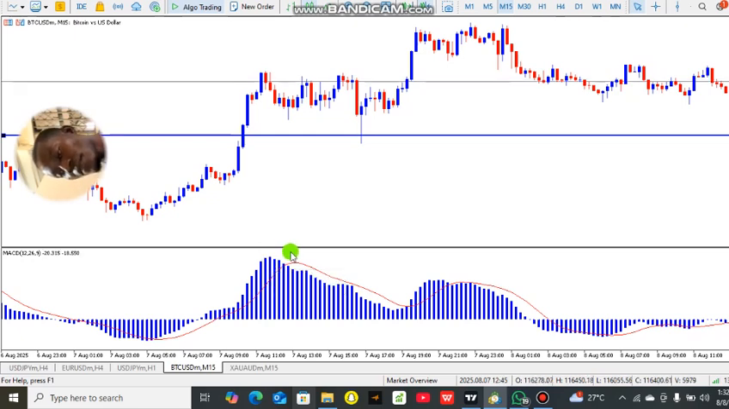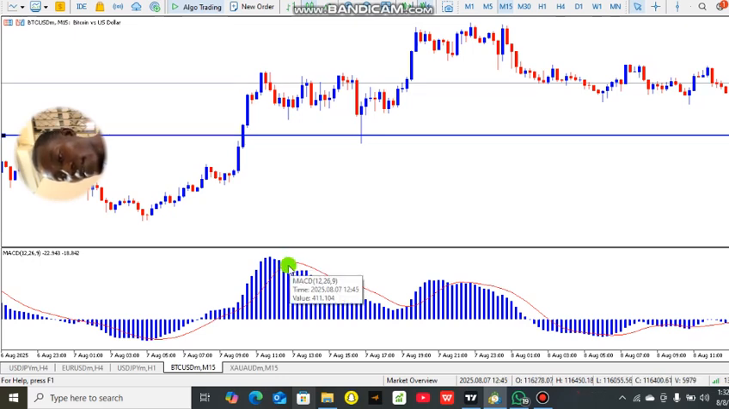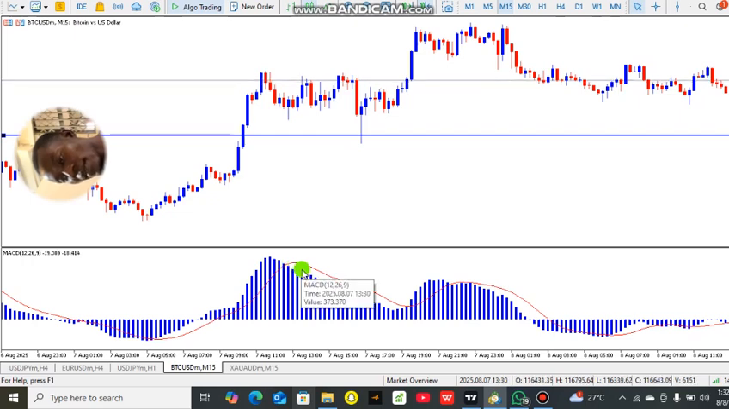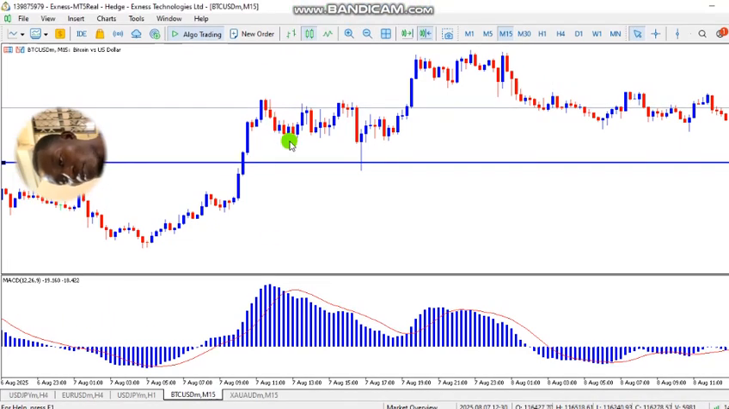Also, if you spot that the MACD has started moving below the signal line, as you can see now over here at this particular point, MACD is below the signal line, and so you realize that on the real chart the market has started pushing to the downside.